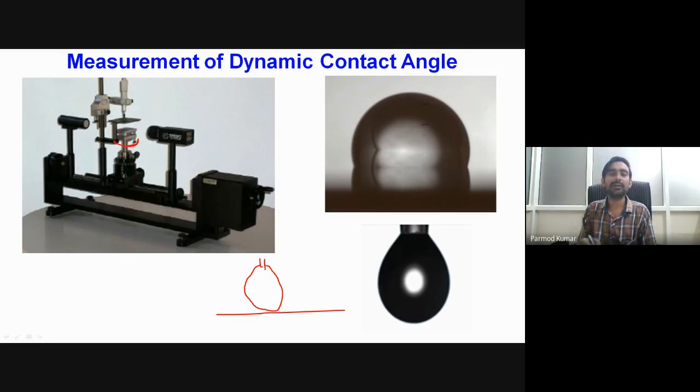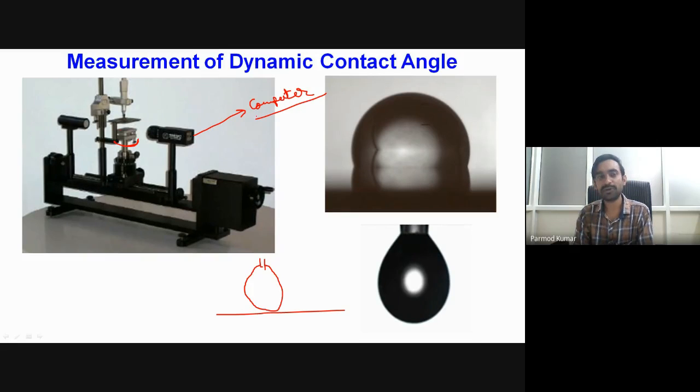Okay, so depending upon this, this camera is connected to a computer, and in our computer we have some computer codes which are developed, and these computer codes in real time will be processing the experimental snapshots, fitting the curves and finding the value of contact angle. So you can see the plot of contact angle as a function of time.